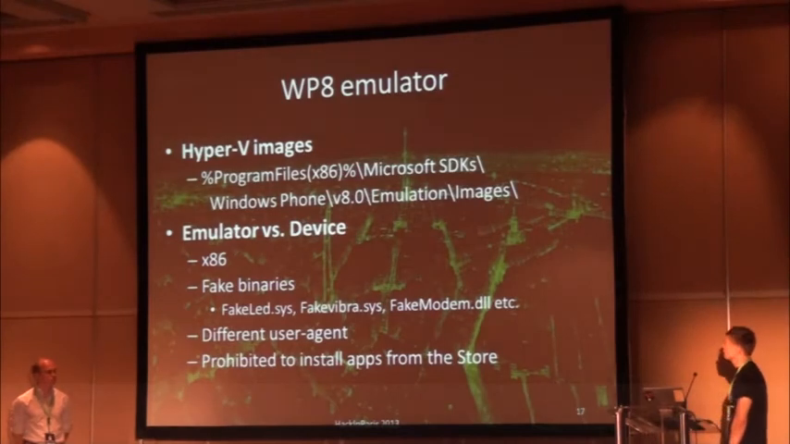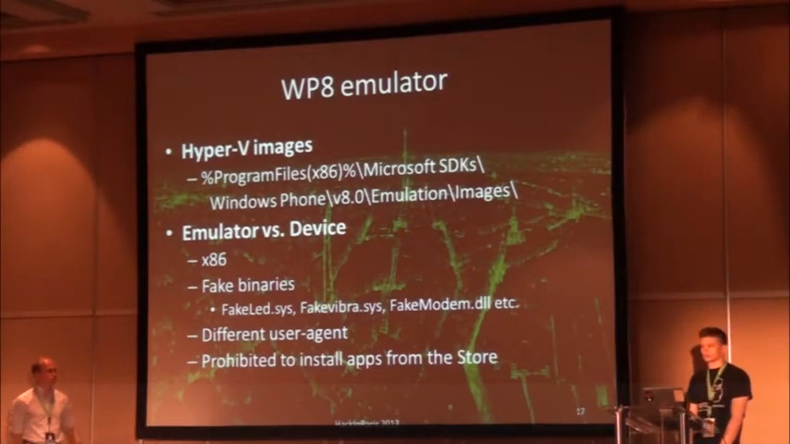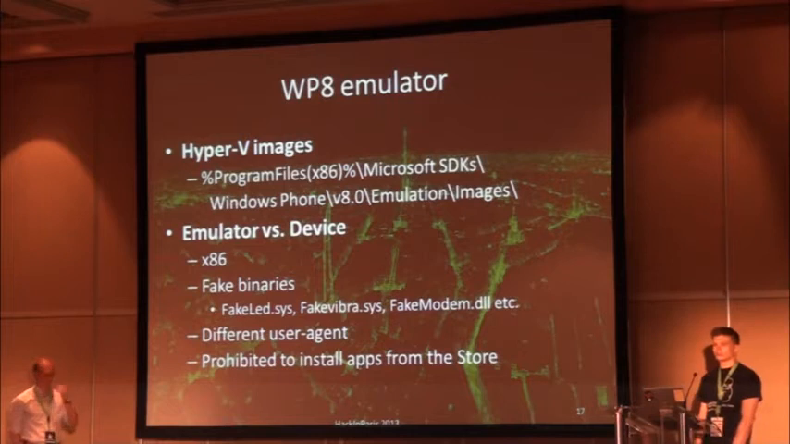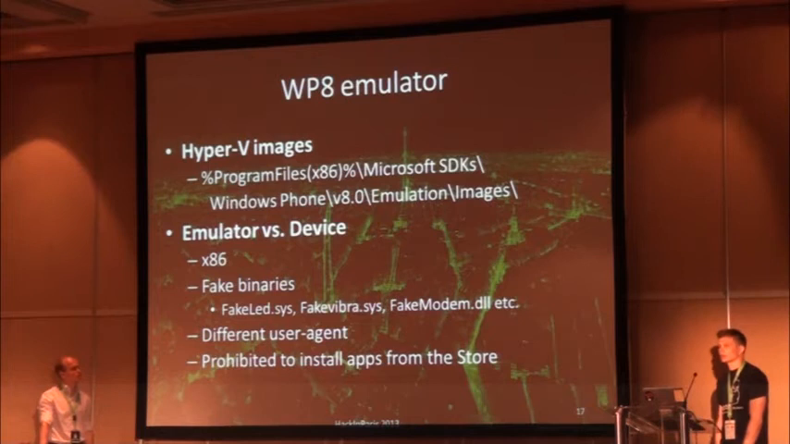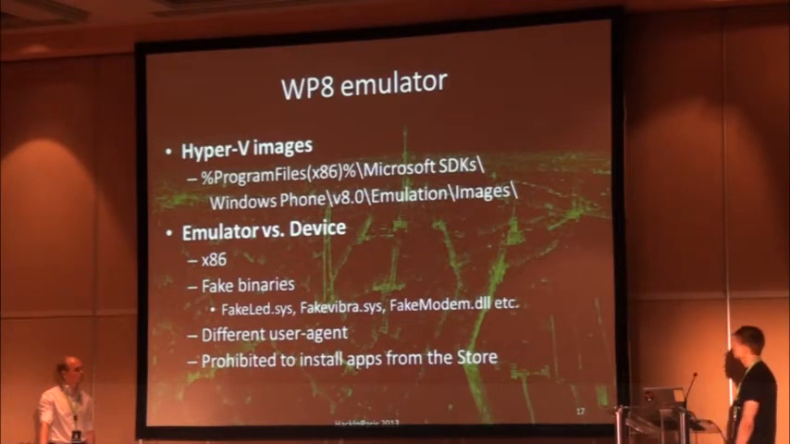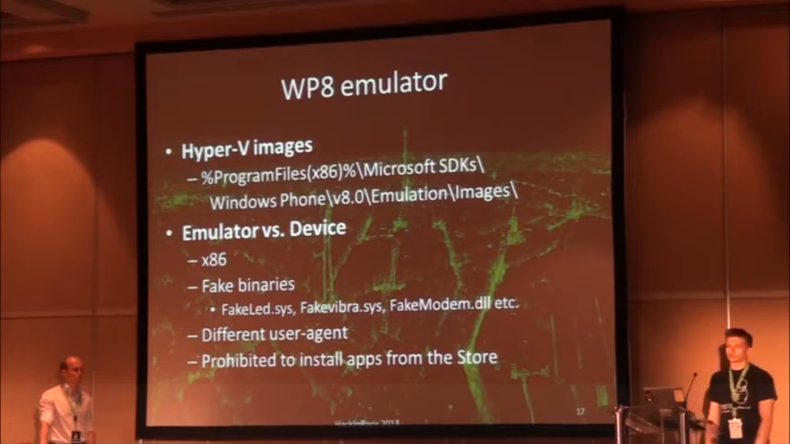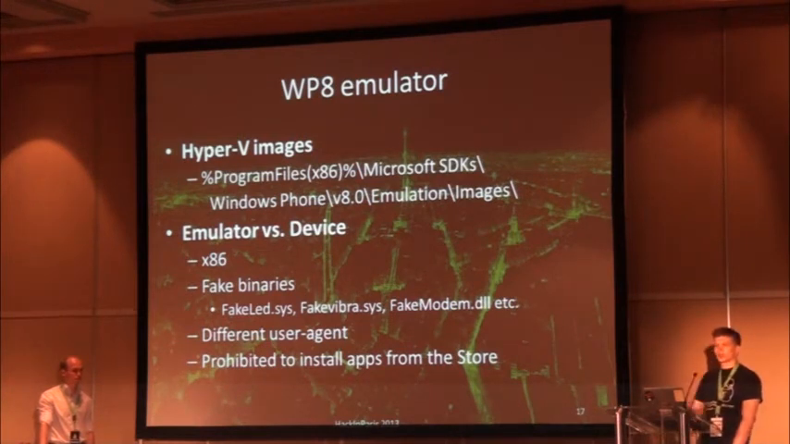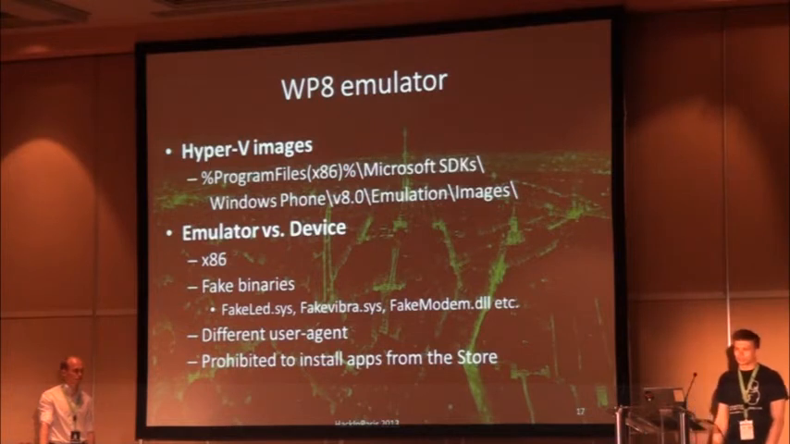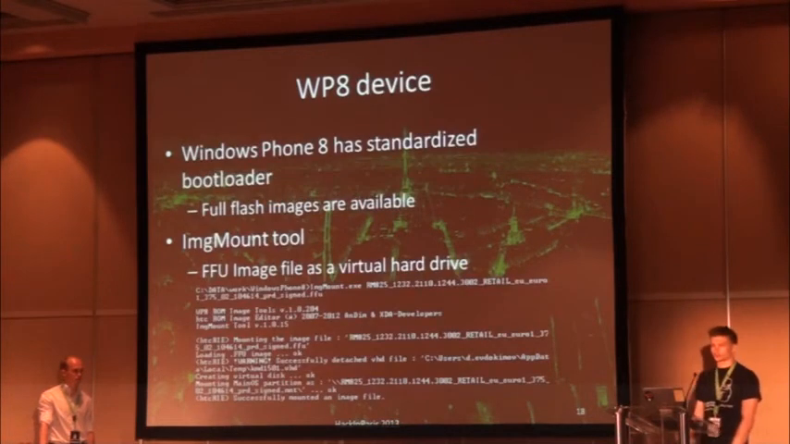The Windows Phone emulator is a virtual machine, and it uses a Windows Phone 8 Hyper-V image. This is a full image of the operating system compiled for x86 architecture. You can mount this image and explore it. The emulator works in the same way as a device. The main important difference is that you can't install applications from the store.